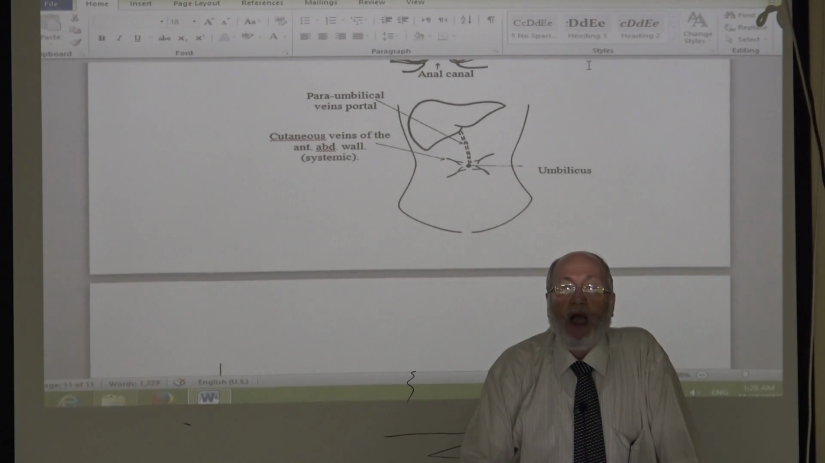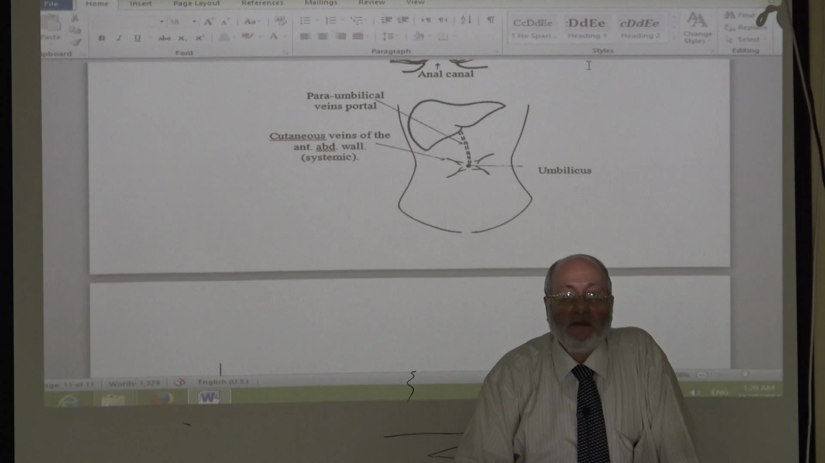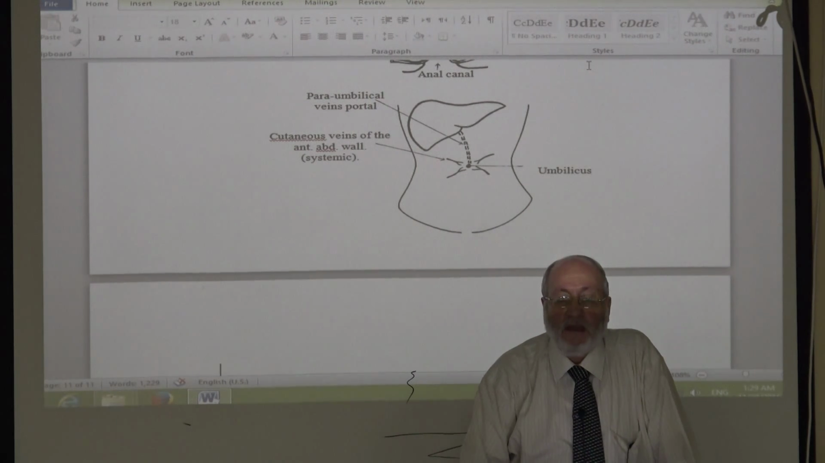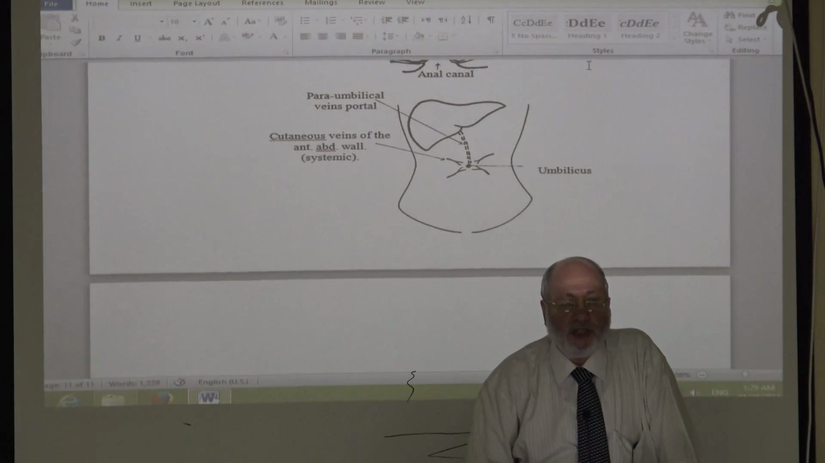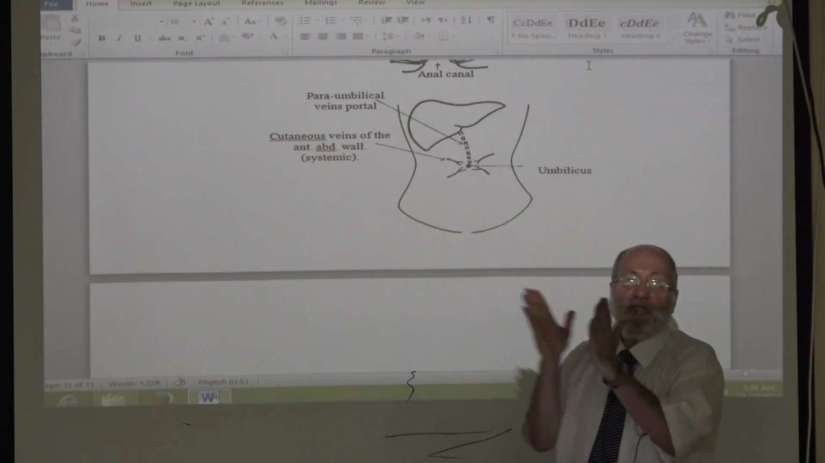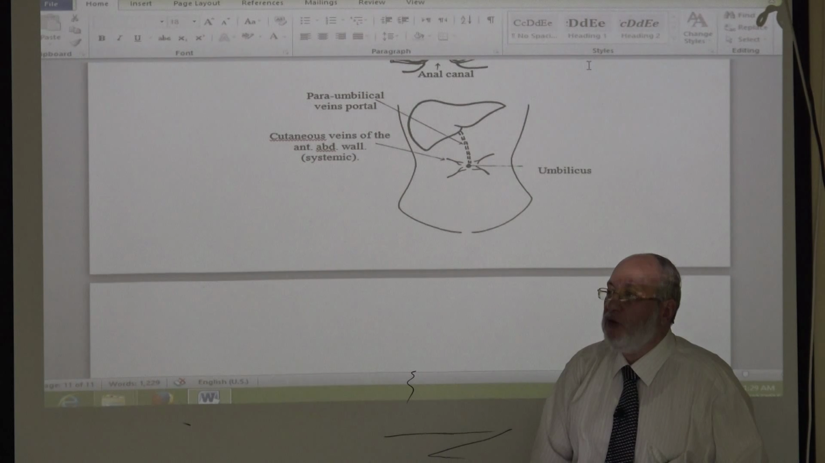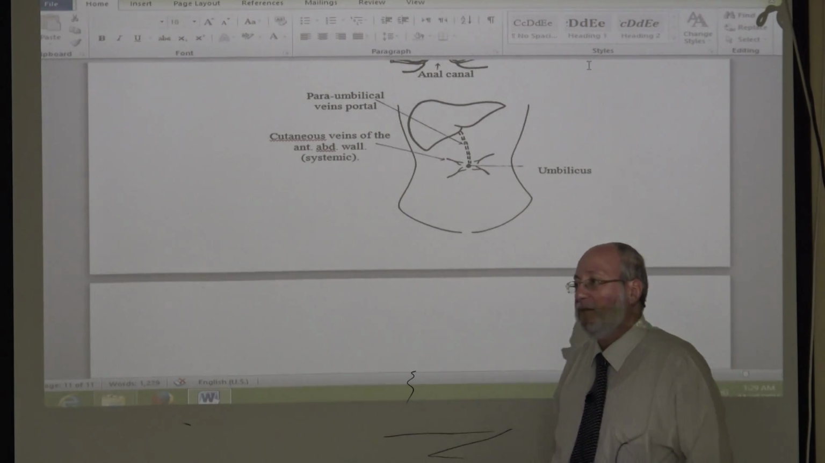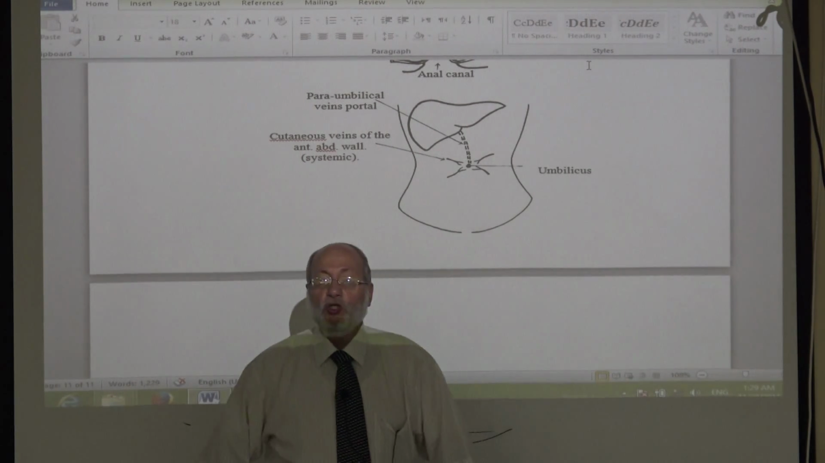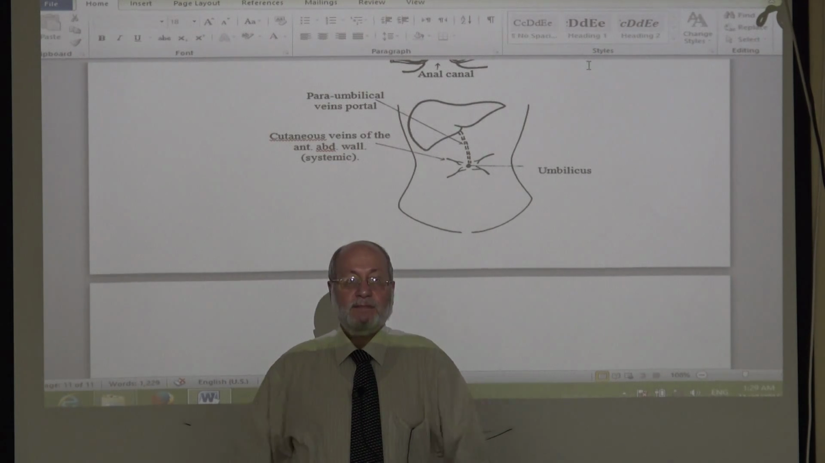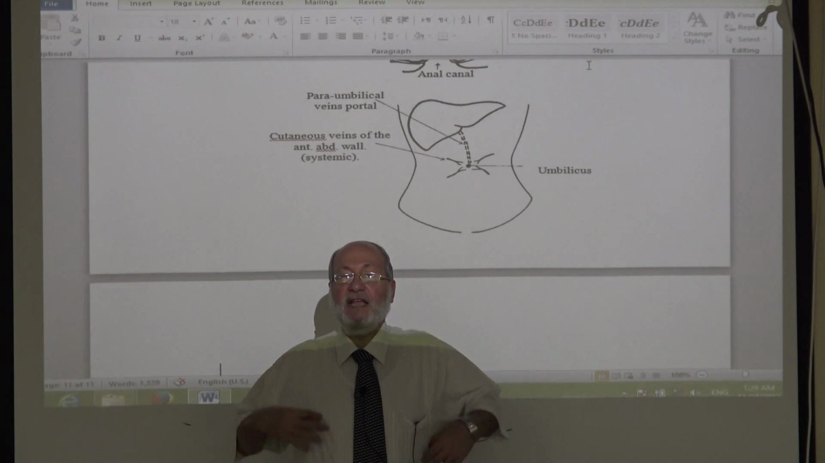Finally, if any organ of portal drainage comes in contact with any part drained by systemic circulation, this anastomosis will occur. Like what? Superior and inferior.